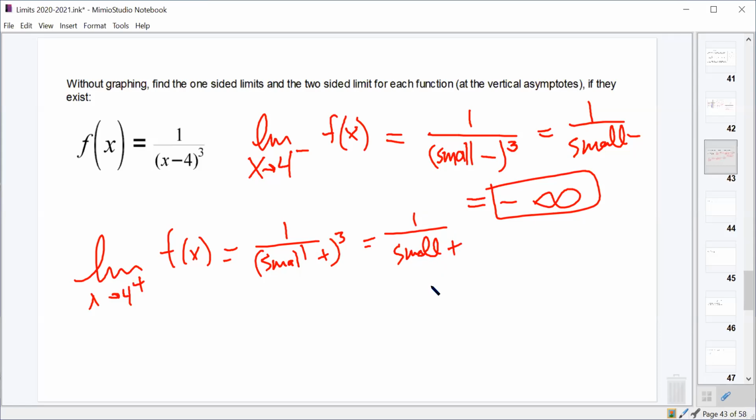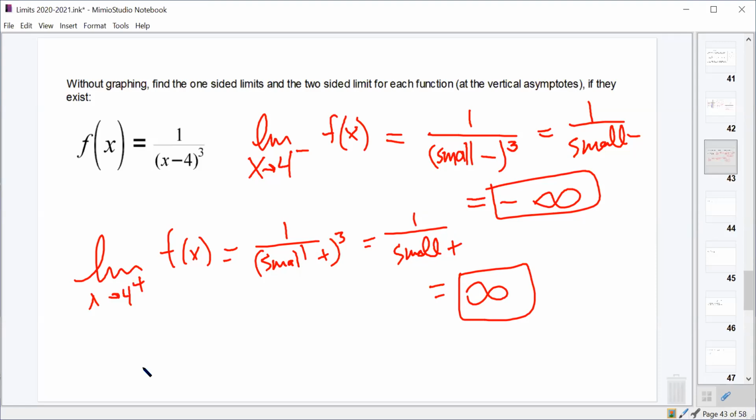And 1 over a very small positive is positive infinity. So from the right-hand side of 4, as it approaches that asymptote, it's going up towards positive infinity. Everybody good with that? Yes. All right, cool. Let's do another one.